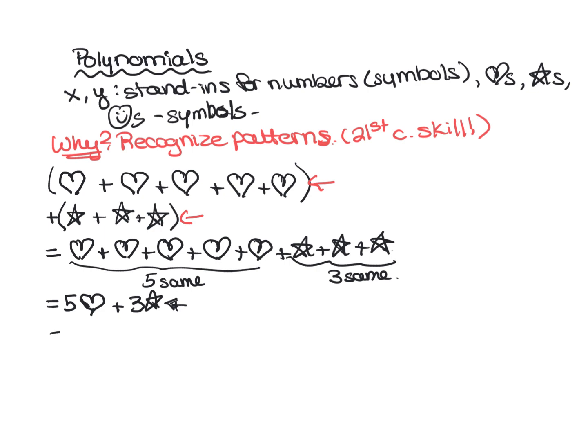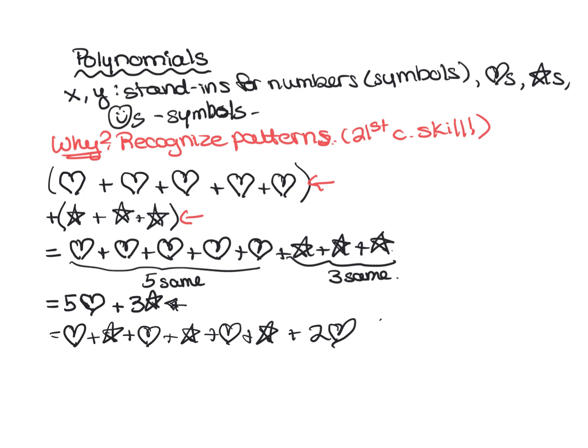Another way of writing this would be to write a heart plus a star plus a heart plus a star plus a heart plus a star. And then how many hearts would I have left over? I'd have 2 hearts left over. So I could also write it like this, and that's perfectly acceptable as well. So there are many, many different ways of writing this.